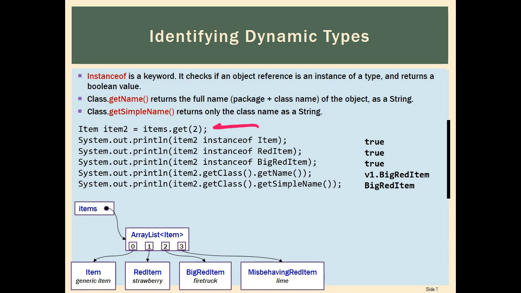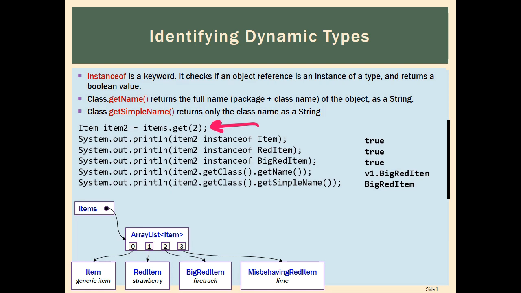Here in this line, we're getting item 2 as the second item of the array list. So what we're pulling up is this big red item, our fire truck. Once we have the fire truck, we are going to say, is it an instance of certain classes? Is the fire truck an instance of an item? And yes, it is, because a fire truck, a big red item, is a red item, and a red item is an item. So that is true.